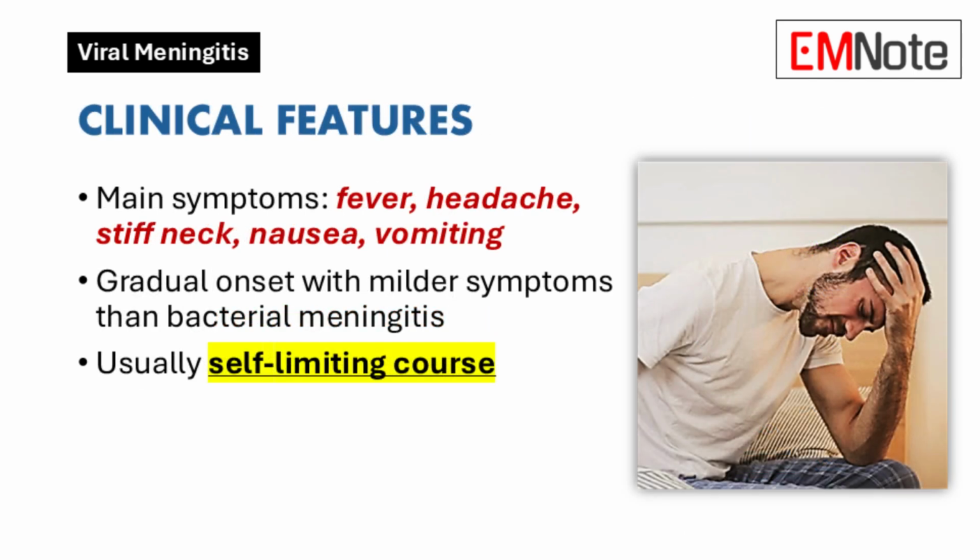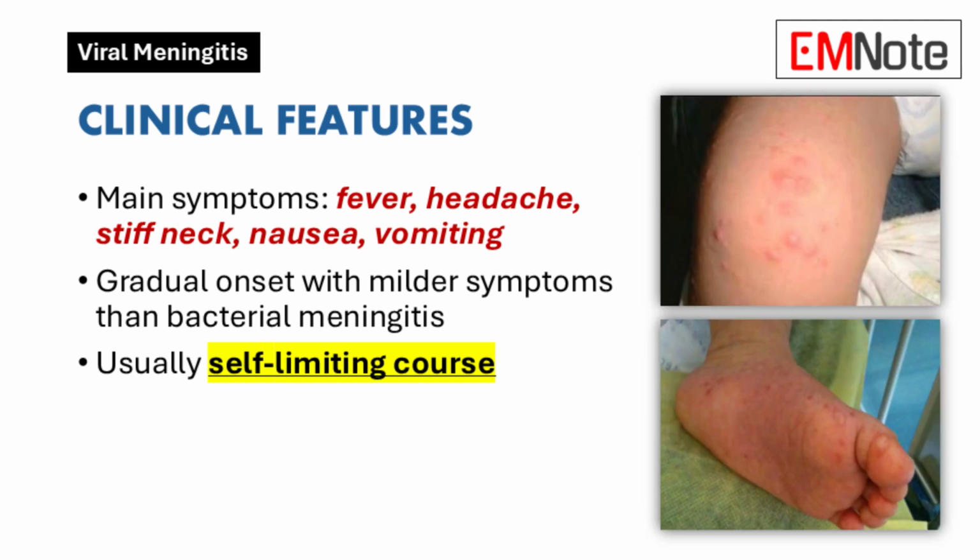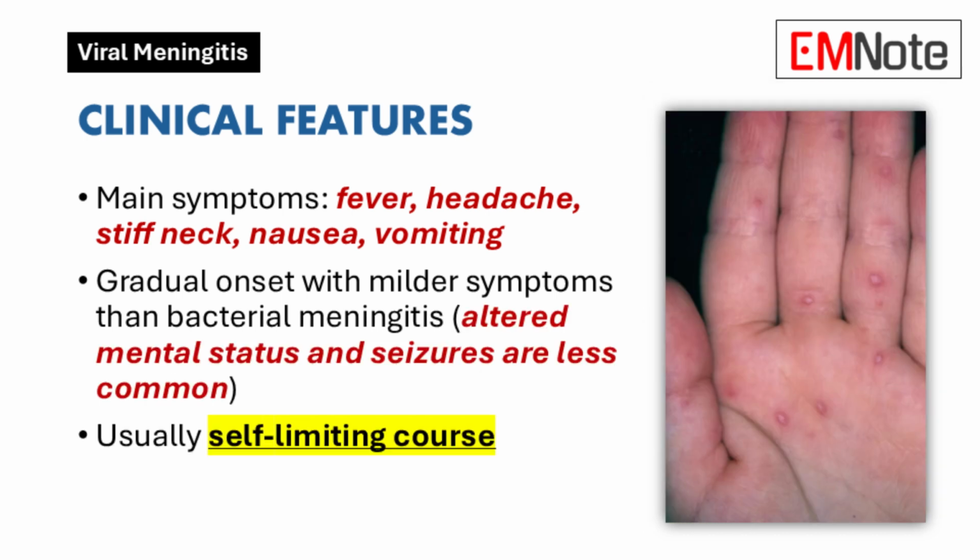Clinical features. Patients with viral meningitis typically present with fever, headache, stiff neck, and sometimes nausea and vomiting. Unlike bacterial meningitis, the symptoms are generally milder and altered mental status and seizures are less common. The onset is often gradual, and the course is usually self-limiting. It is important to note that while the symptoms may be less severe, they can still be debilitating and require medical attention to rule out more serious conditions.